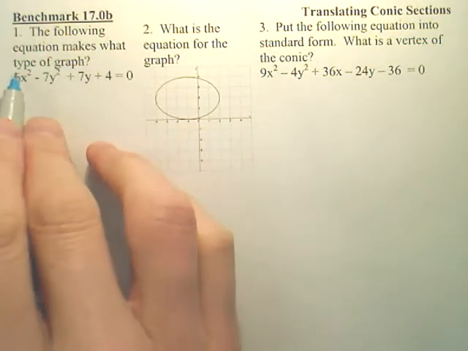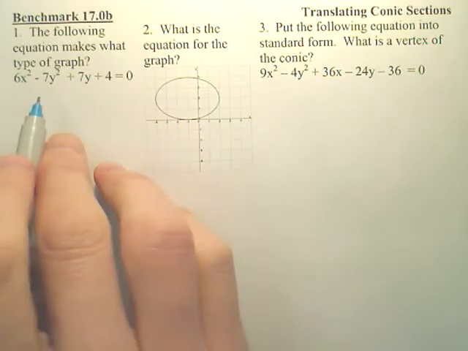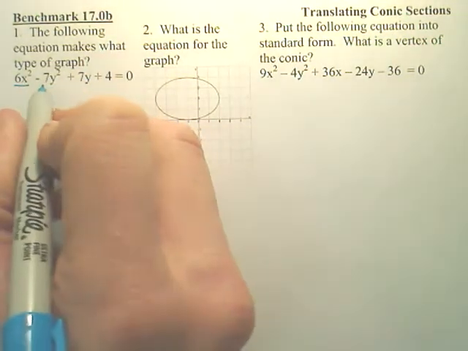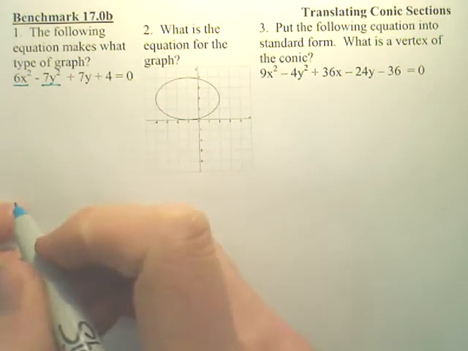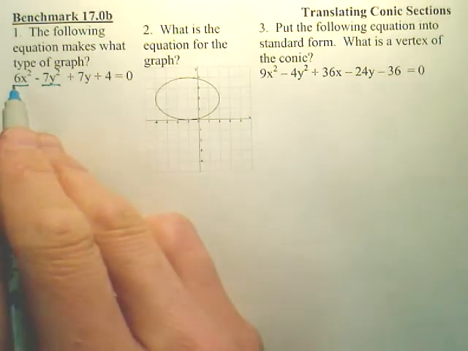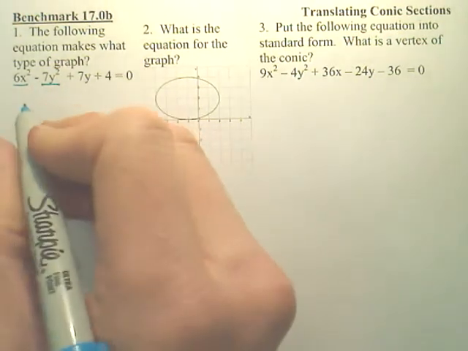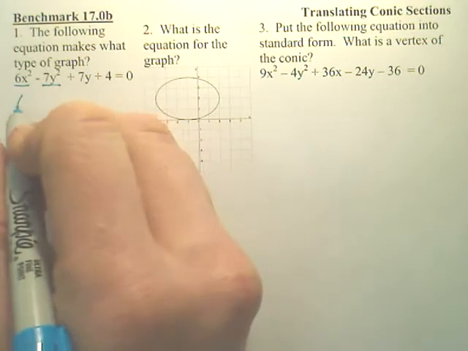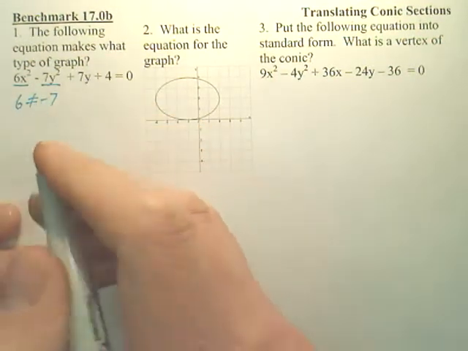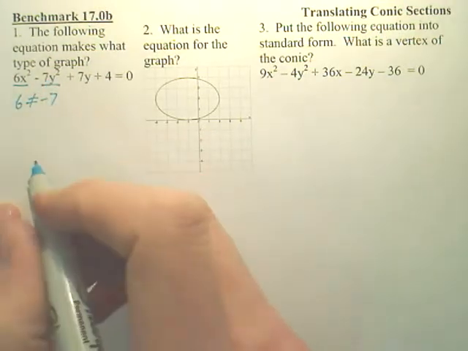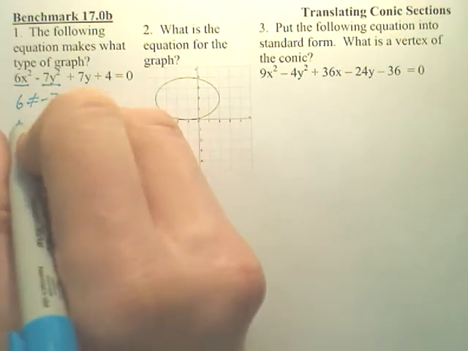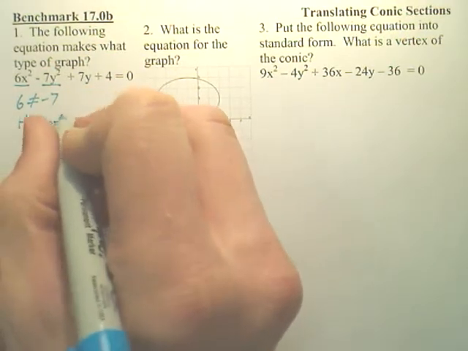The following equation makes what type of graph? Now the way you figure this out is you basically got to focus in on the x squareds and y squareds. For this particular one you have an x squared and a y squared, and what you have here is a 6 and a negative 7. So what you notice is 6 does not equal negative 7. Since these are not equal, and you have an x squared and a y squared, and since one's a negative, what you know is this is going to be a hyperbola.